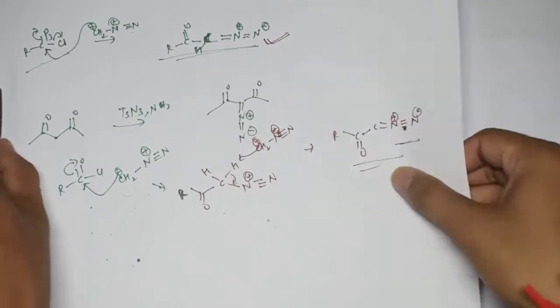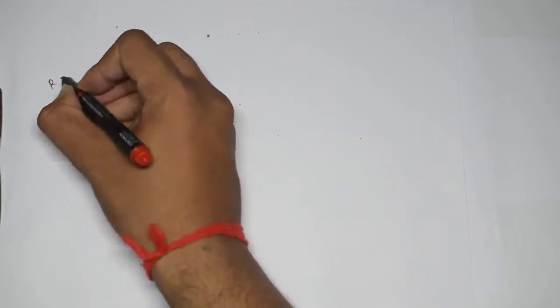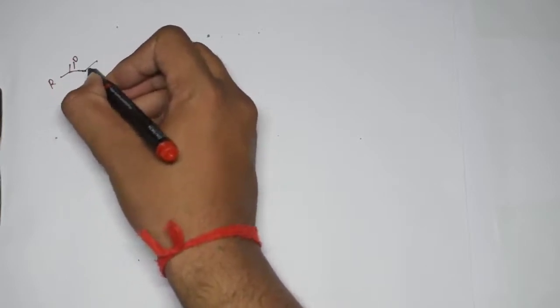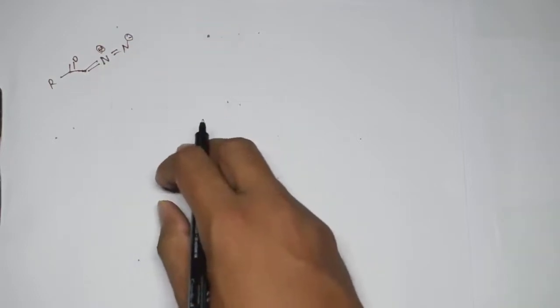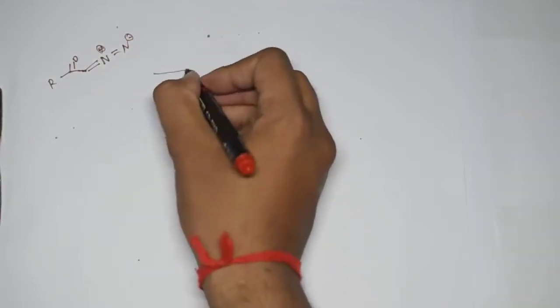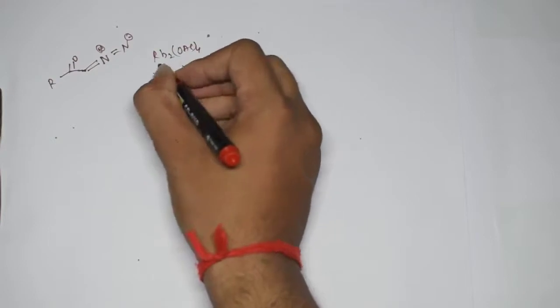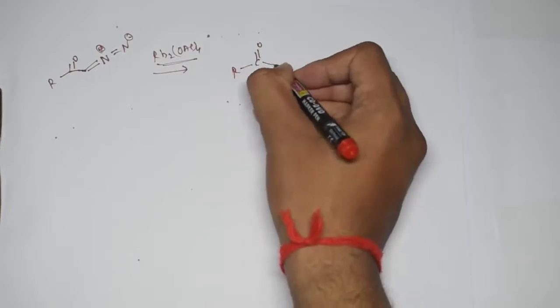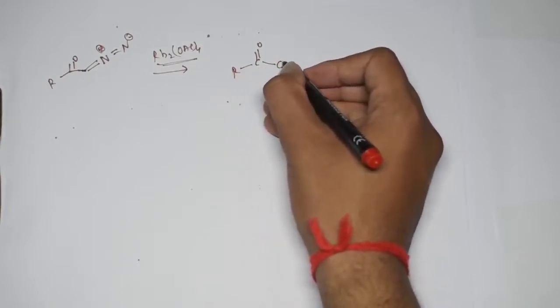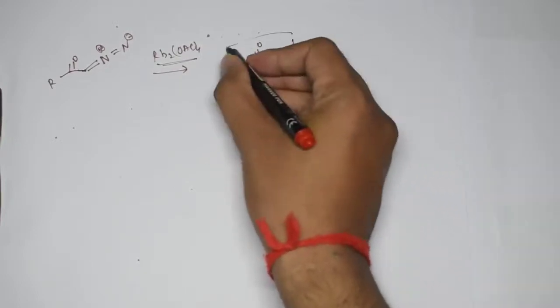Now let's see a few more. Suppose I take one more example like this: RC double bond, and here we have this N double bond N plus and here we had this minus. If I treat it with some reagent like Rh2(OAc)4, in this case this is going to form the carbene. This is the carbene which you can see over here, which will be formed.